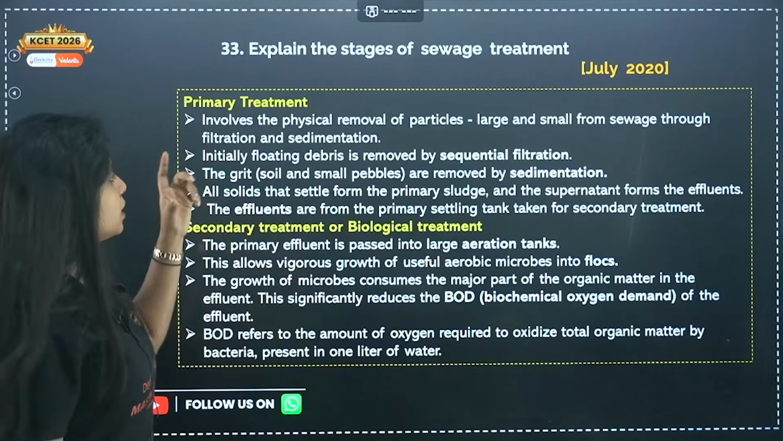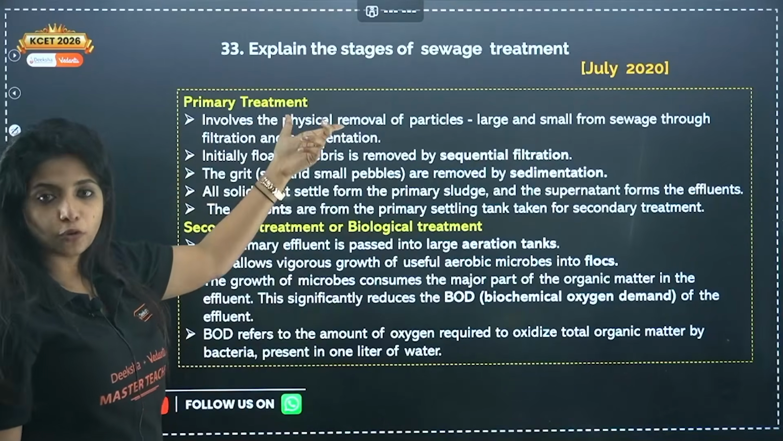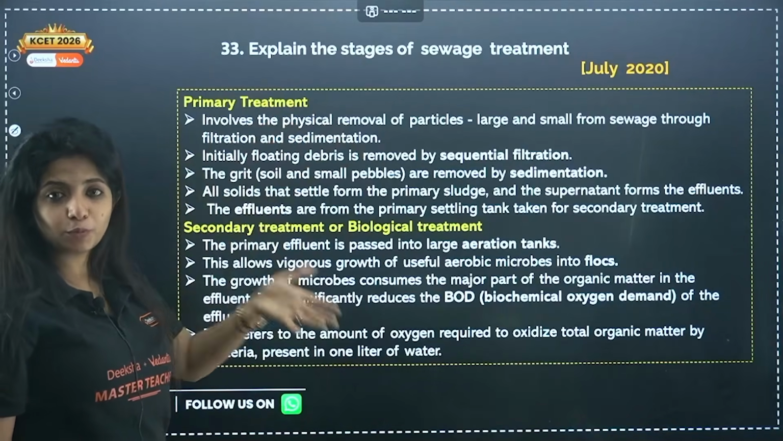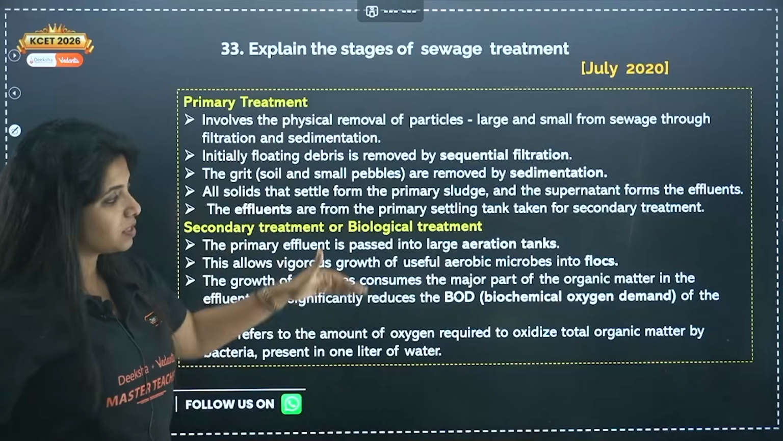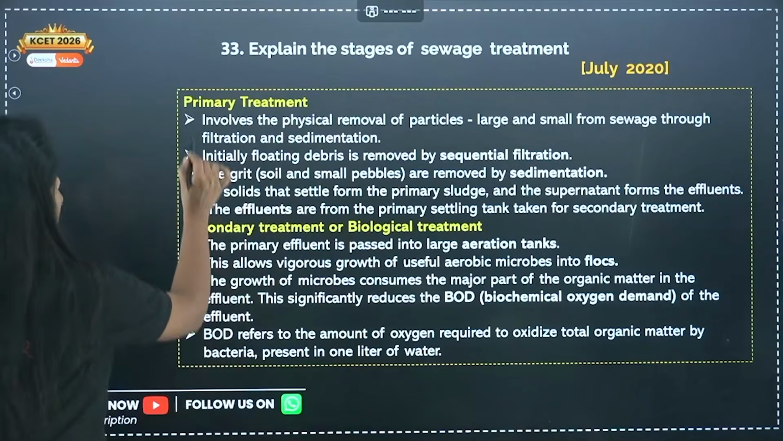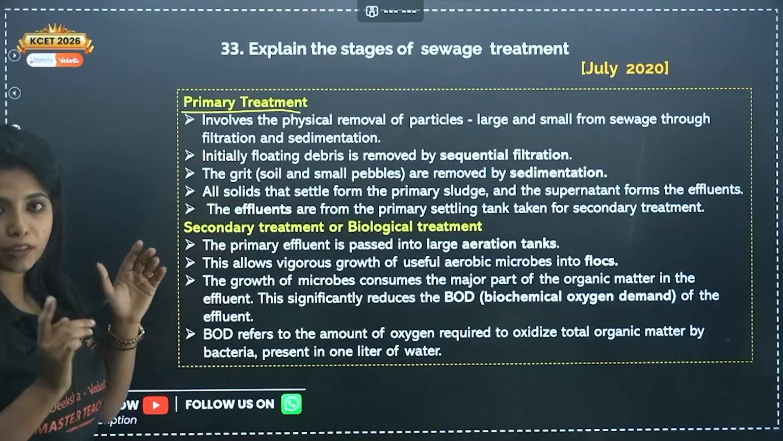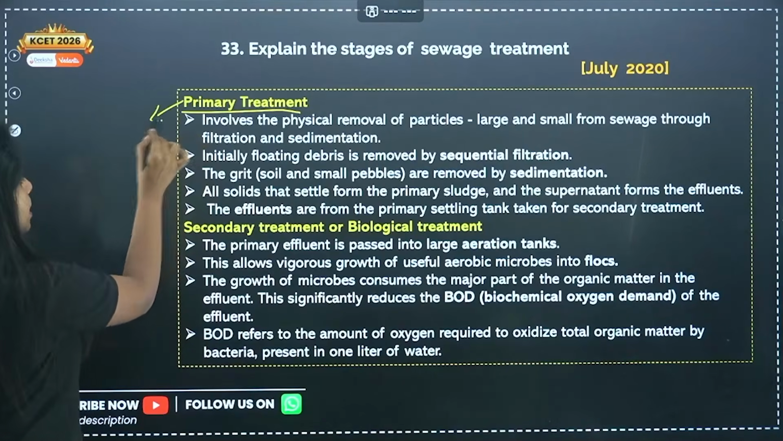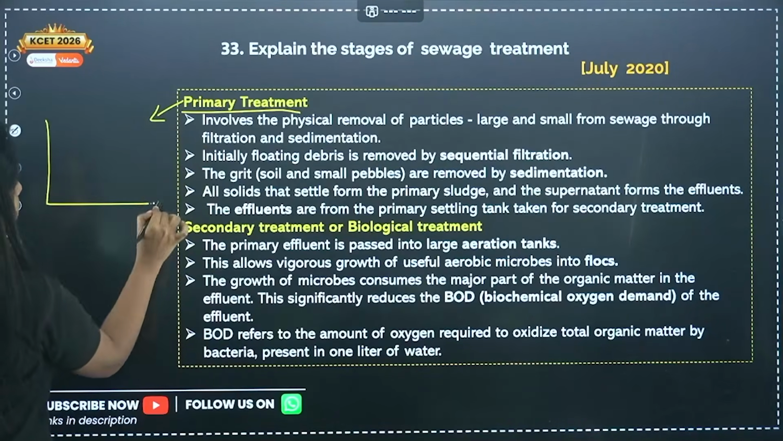So you can expect they can ask you what is primary treatment for a 2 marker. It has been coming in the model question paper this year. So you should know all the steps. Either of them can come in a 2 marker or a 3 marker question format. So first thing, whenever you have sewage, the first thing that it undergoes is known as primary treatment. And what do you mean by primary treatment?